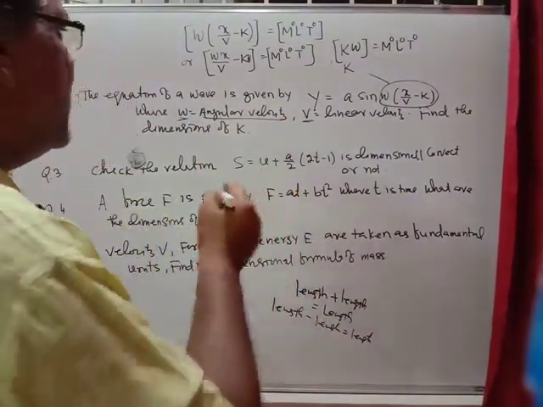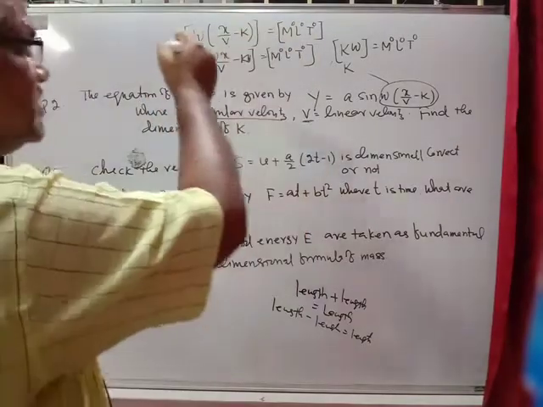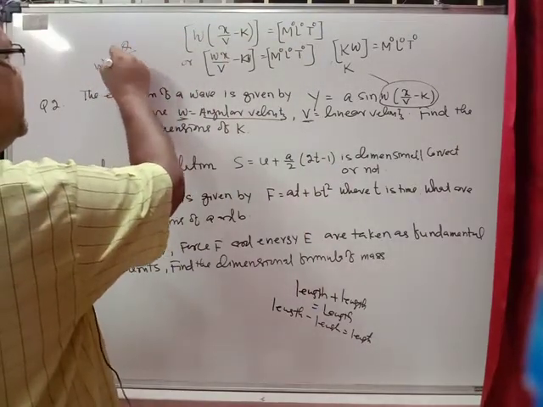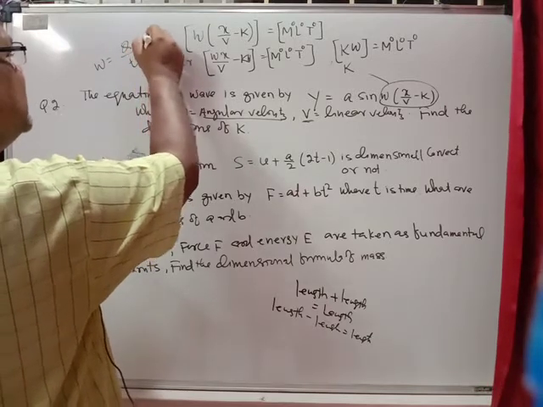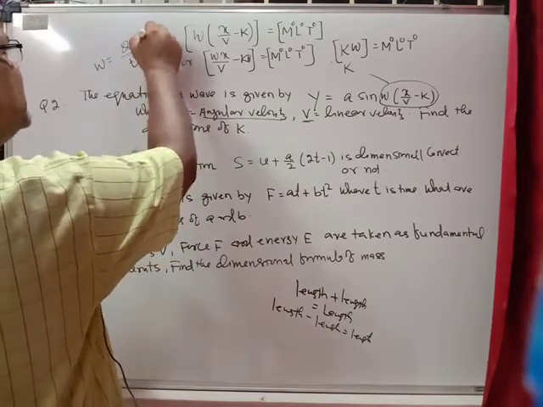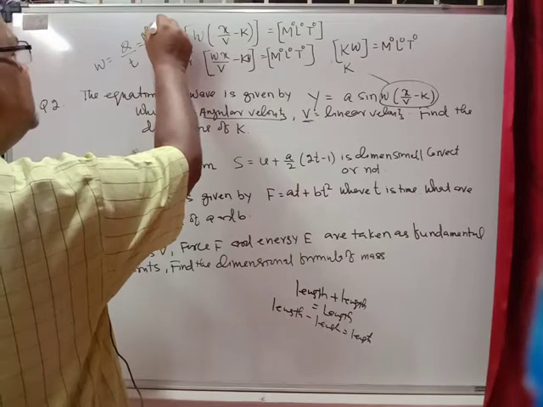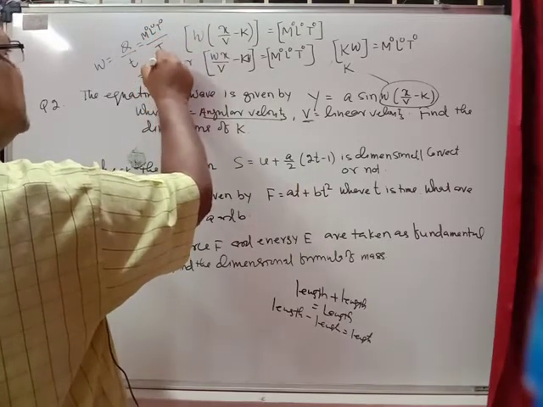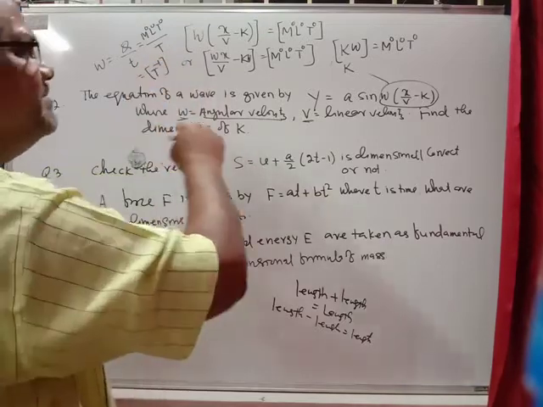What is the meaning of angular velocity? Angular velocity is the angle by t. Omega equals angle by t. Angle is dimensionless, so the upper part is M naught L naught T naught, and this is t. So you are getting T minus 1. The dimensional formula of omega is T minus 1.